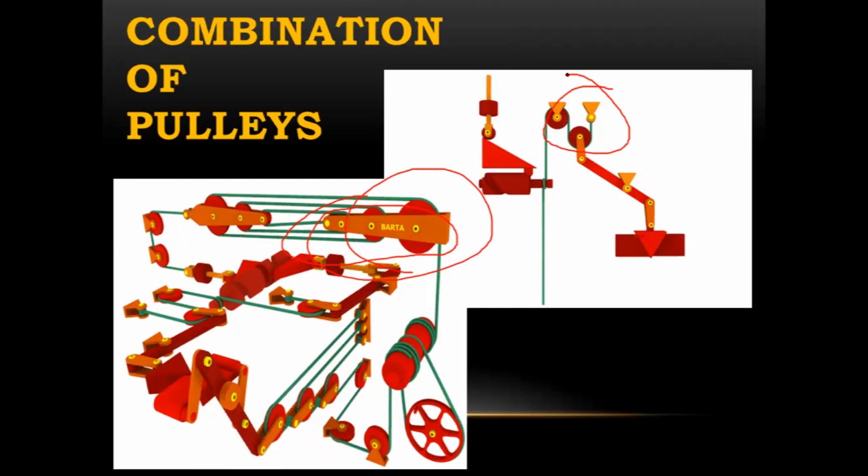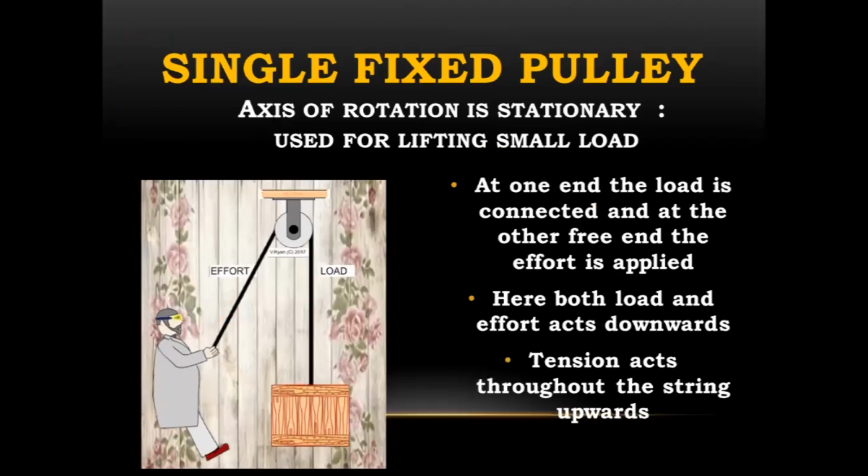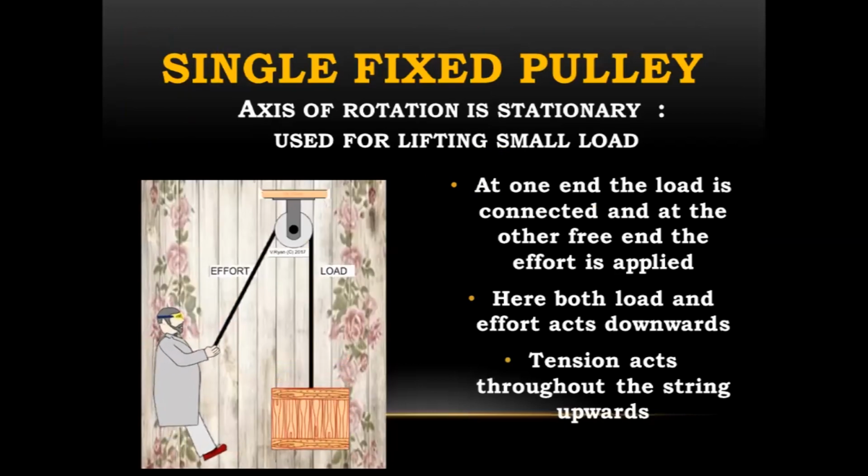I told you what a fixed pulley is, what a movable pulley is, and a combination of pulleys. But what are we going to learn in them? We are going to learn the mechanical advantage, velocity ratio, and efficiency of all these three now. Mechanical advantage, velocity ratio, and efficiency of fixed pulley, movable pulley, and the combination of pulleys. So we'll start with the fixed pulley. So let's learn in detail about the fixed pulley now. What is a fixed pulley?